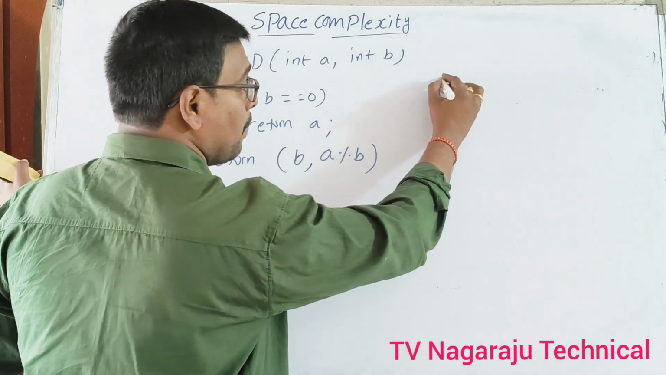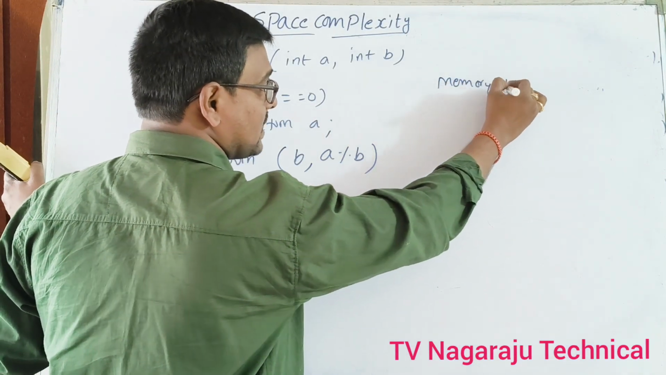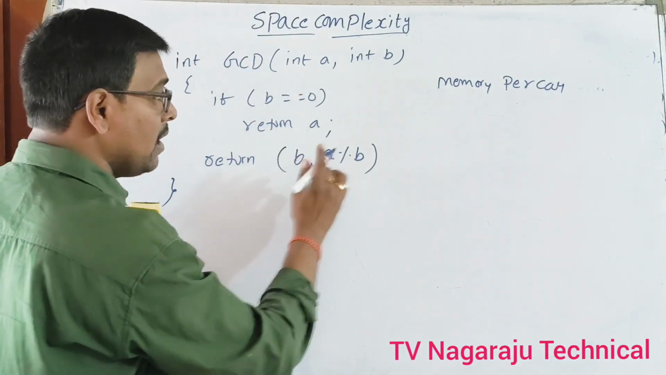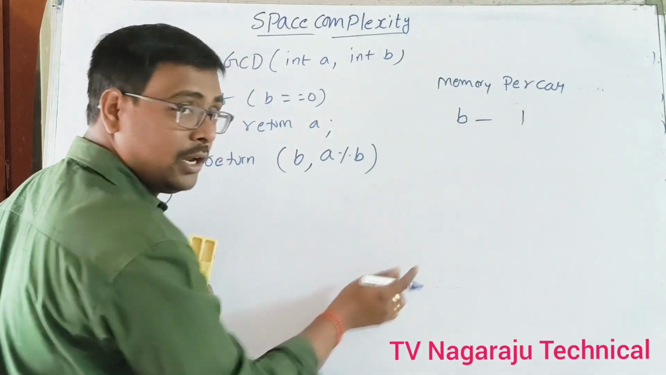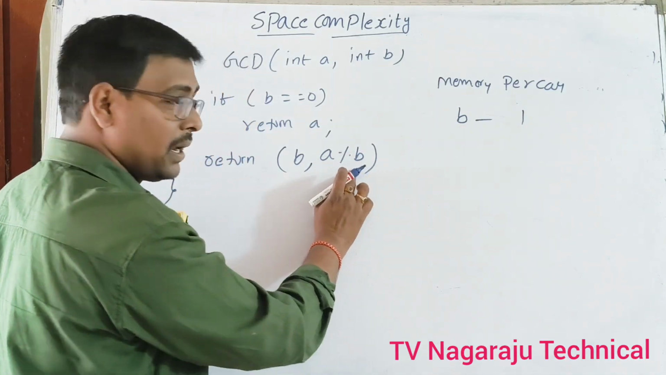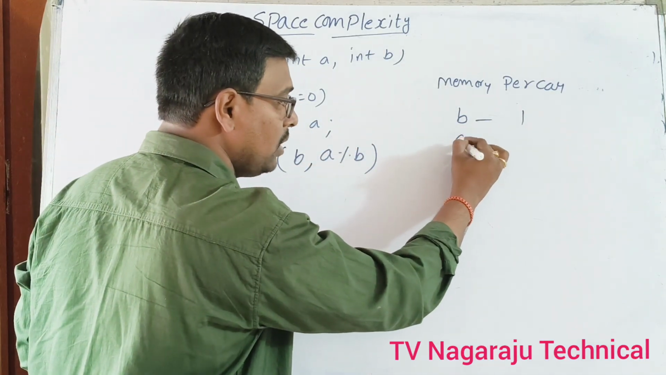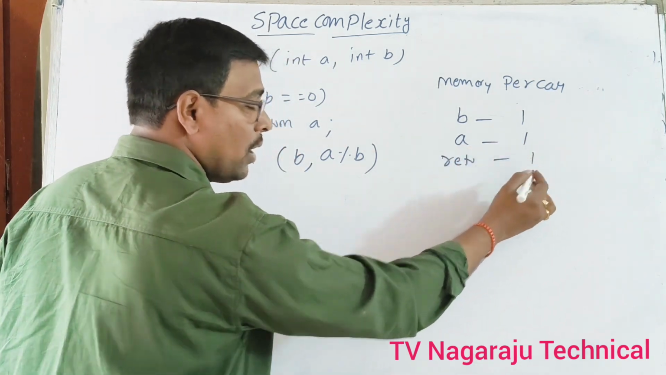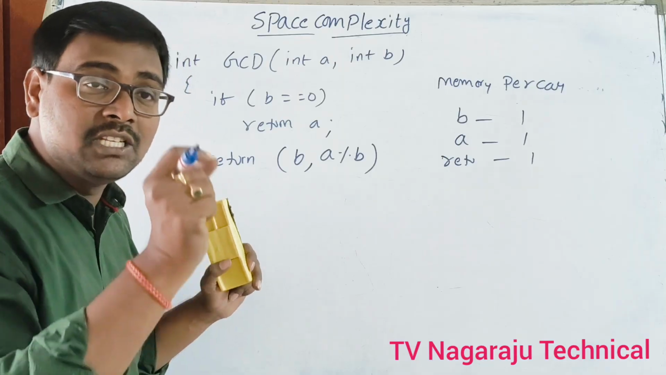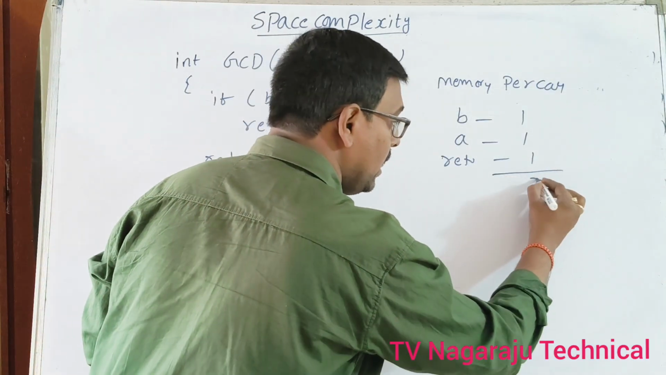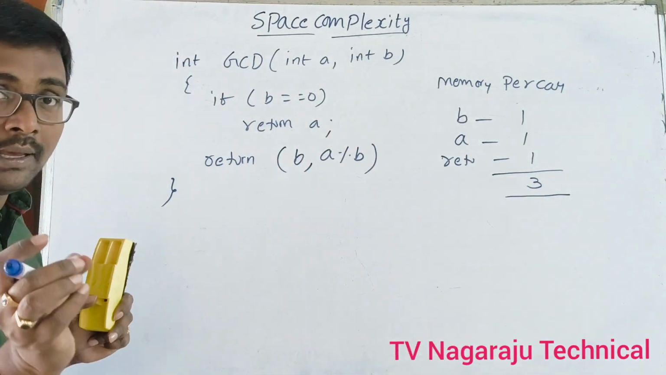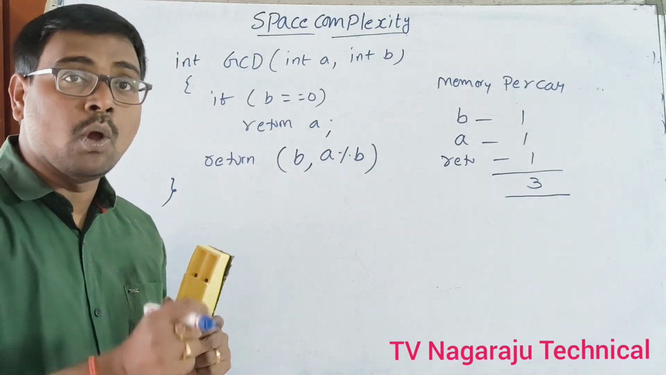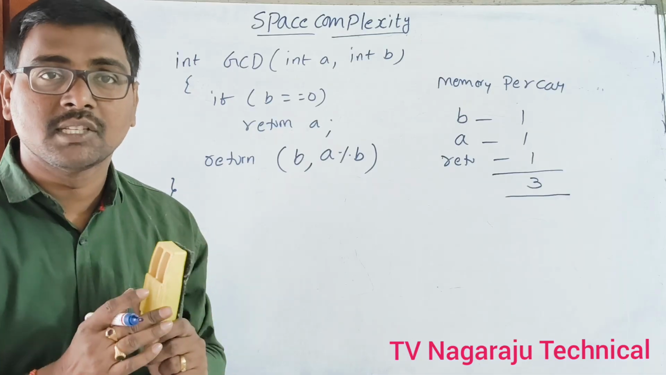Now, memory per call. In each call, how many units of memory are required? For variable B, 1 unit of memory. For variable A, 1 unit of memory. For the return address, 1 unit of memory. So for each recursive call, we need 3 units of memory. Now, how many recursive calls?